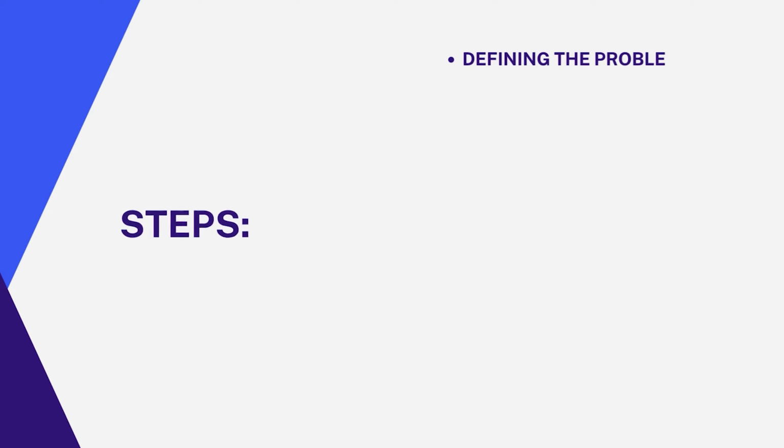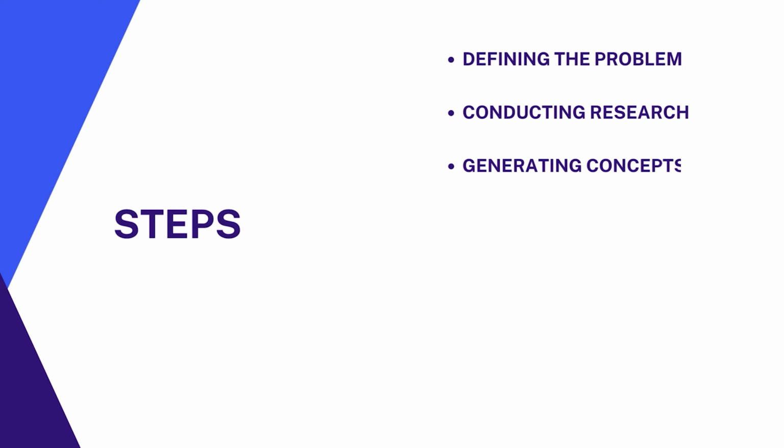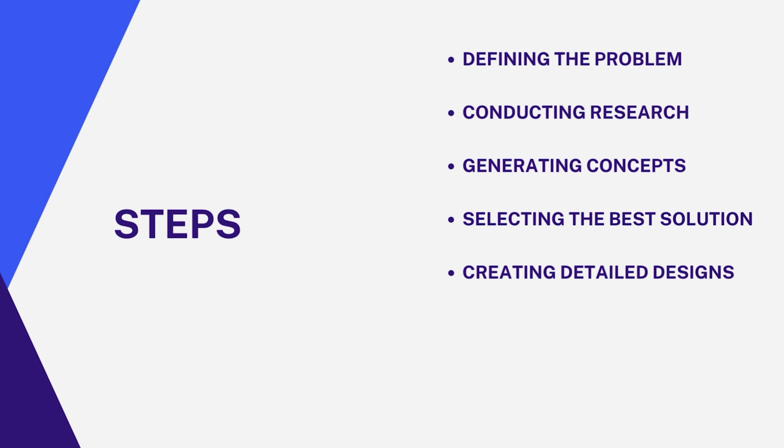Number 1, we define the problem. Number 2, conducting research. Number 3, generating concepts. Number 4, selecting the best solution. Number 5, creating detailed designs. And finally, testing and refining the product. Now, to help explain each step, I'll design a product using SolidWorks to explain how each process goes.